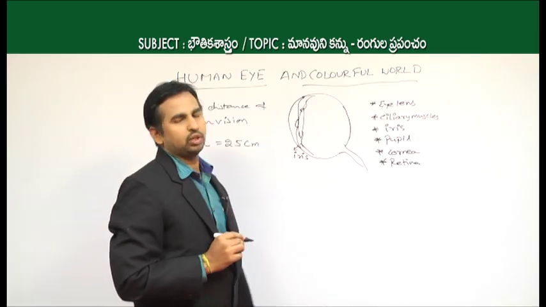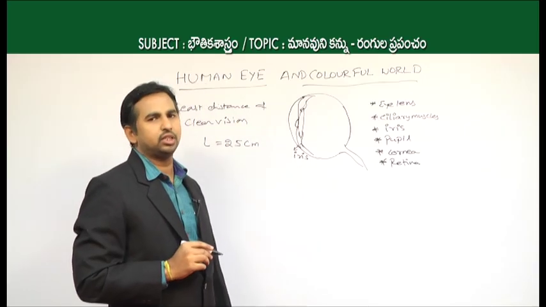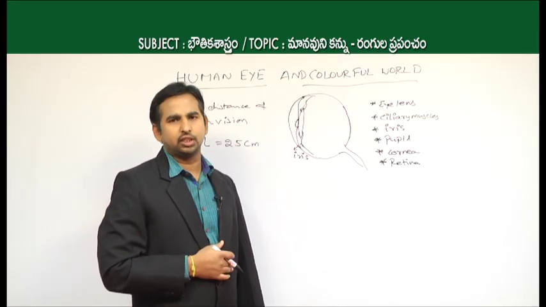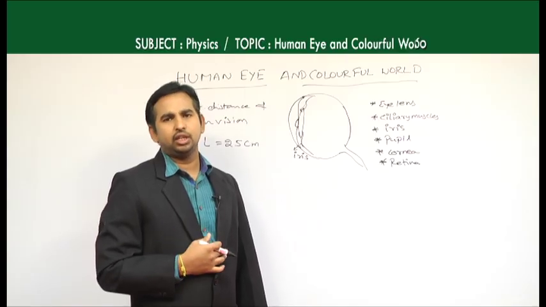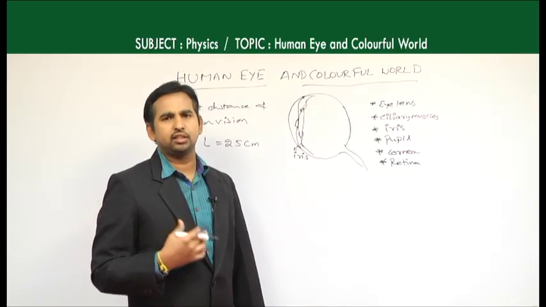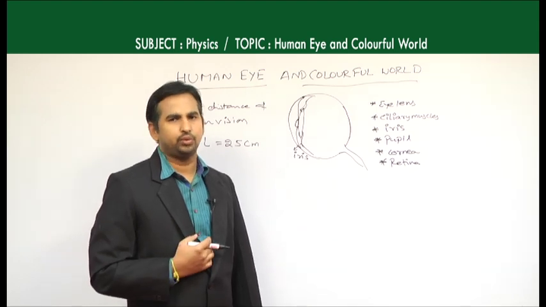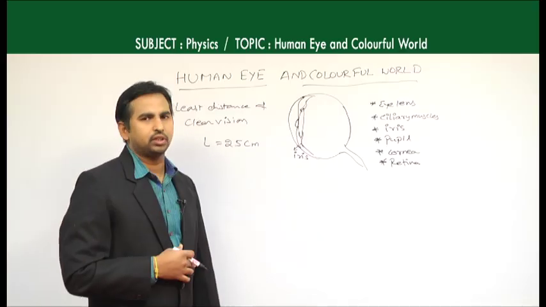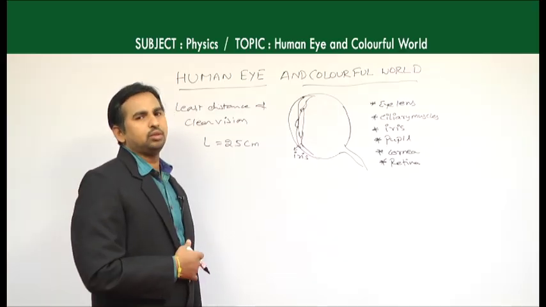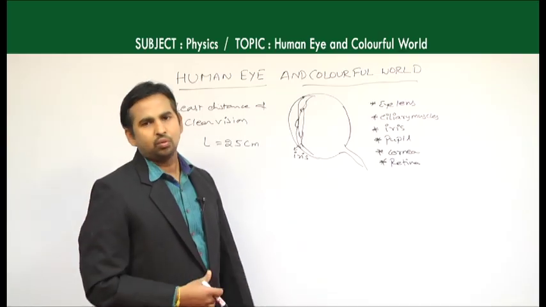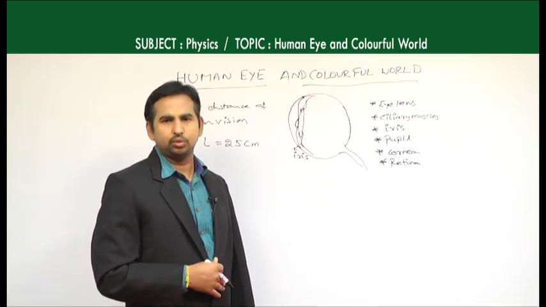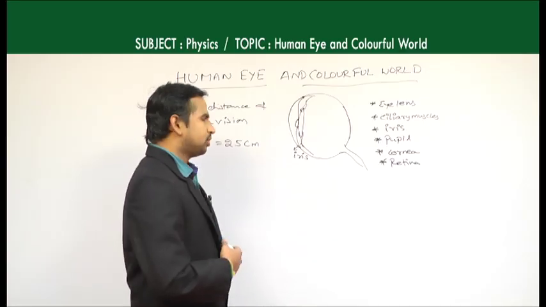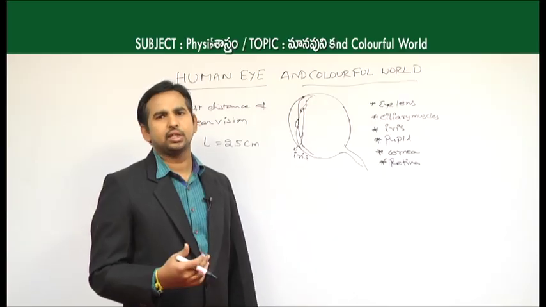What do we mean by 25 centimeters? When you keep the object at 25 centimeters, we can see the complete size of the object very clearly, without straining the eyes. That distance is called the least distance of clear vision. If they ask an MCQ on this, they will ask: what is the value of least distance of clear vision for an average person? In most cases the distance is 25 centimeters, that average value.